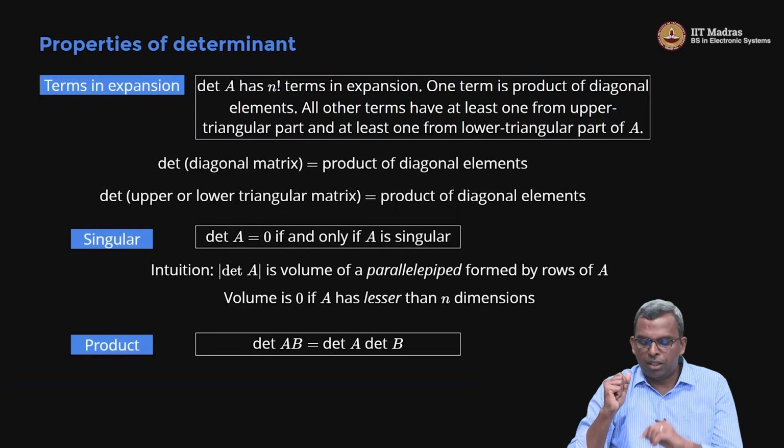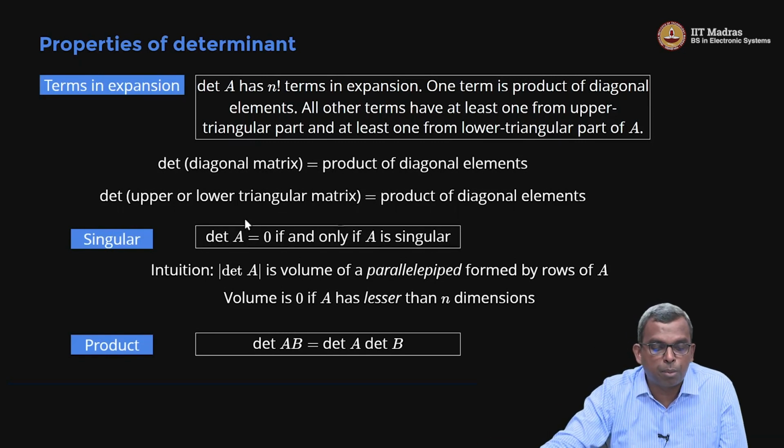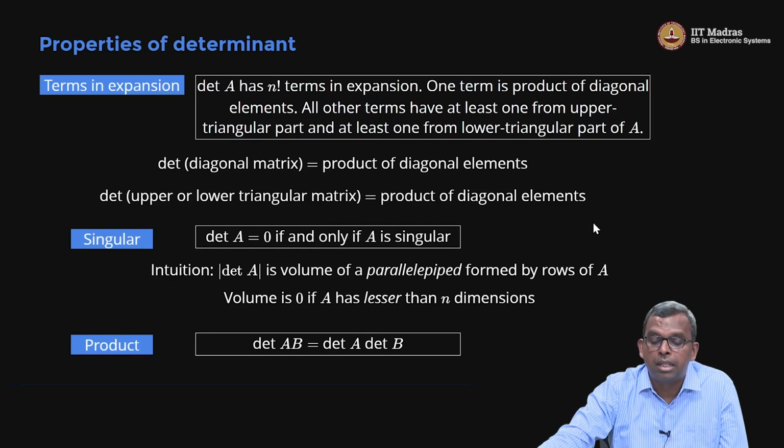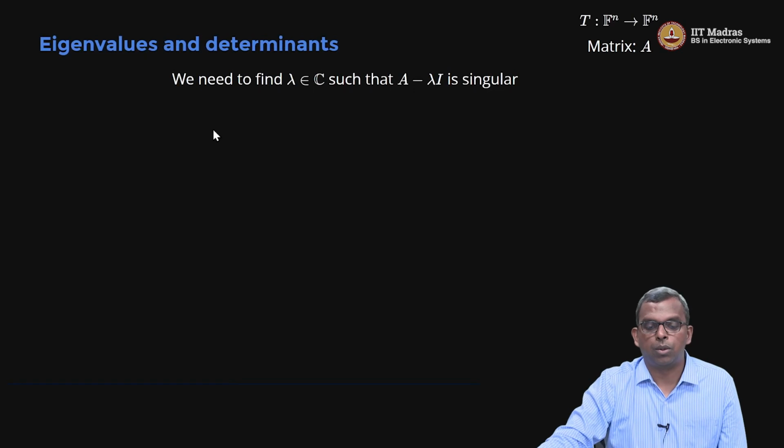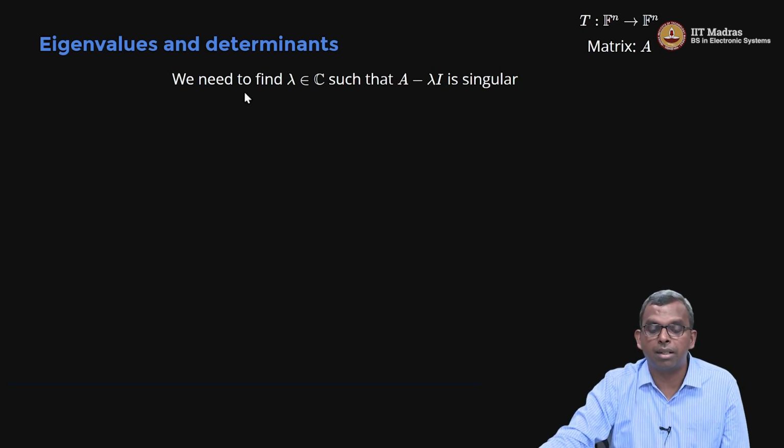So we're going to put determinants to use here. You can see particularly the singular property is going to be of great use along with this one term expansion here. That's how we're going to relate eigenvalues and determinants. Okay, so we need to find lambda such that A minus lambda I is singular, right? This is our eigenvalue problem, isn't it? We need to find lambda such that A minus lambda I is singular.